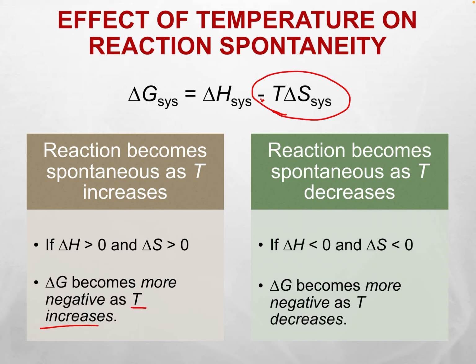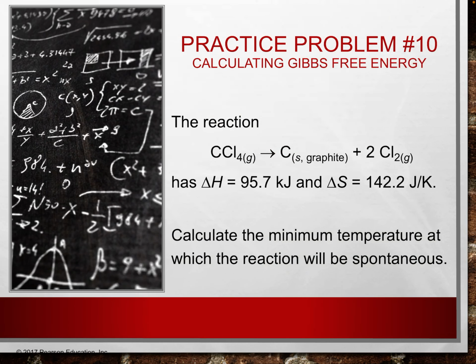And then if they're both negative, then we want our delta H to be bigger, because that negative will cancel out this negative and it won't make it positive. So we need it to be really exothermic. So we need T to be small so that our delta H term is larger. Okay. All right, so now a different type of problem.